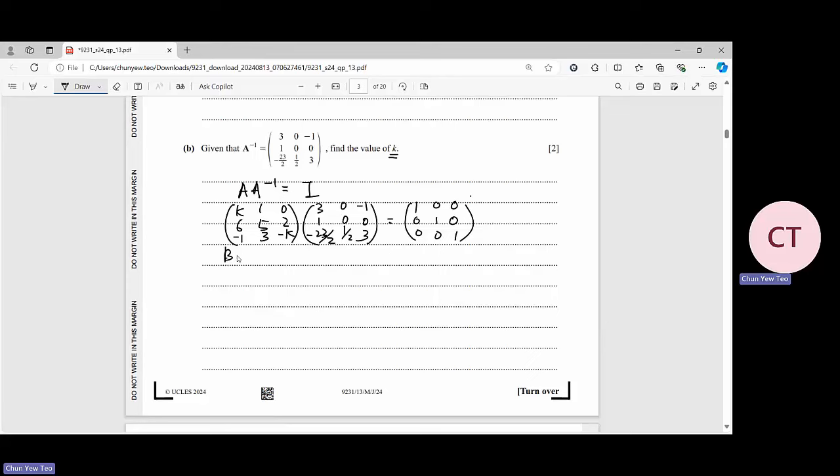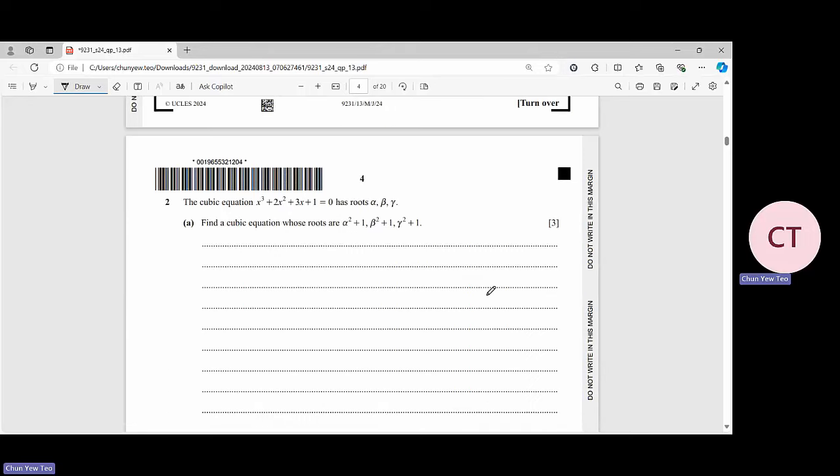So by comparing the first element, I get 3k plus 1 minus 0 equals 1. So from here, you get k equals 0. Done. So at the end, k is 0. Okay, so this will be the answer for question 1B. Now we're moving to the second question.